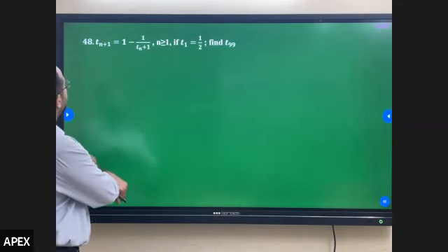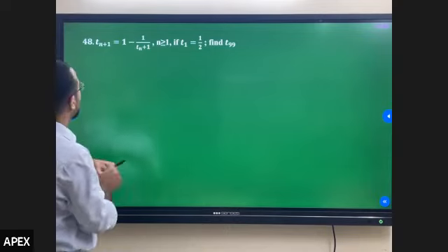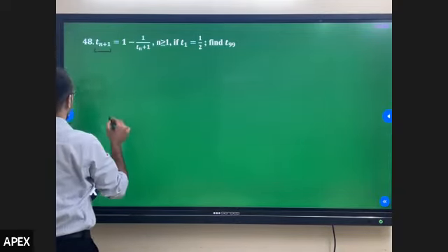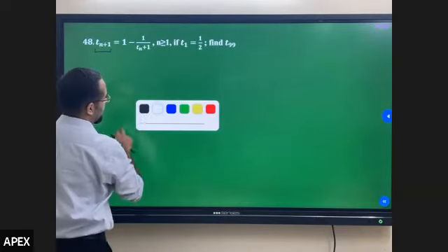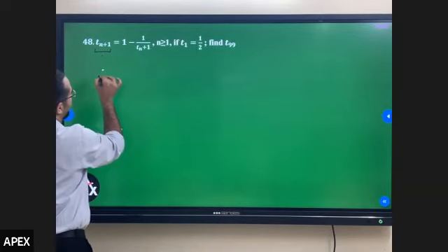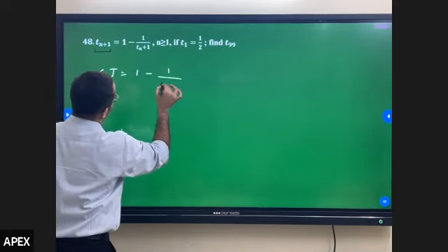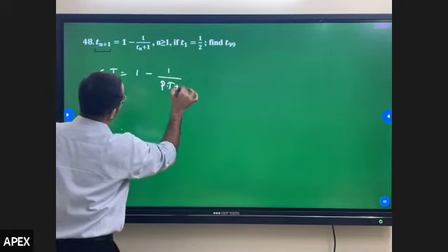Yep. So T of n plus 1, okay, T of n plus 1, that is my, I can assume this is my current term, no? Whatever it is. So this is my current term, is equal to 1 minus 1 by the previous term plus 1.